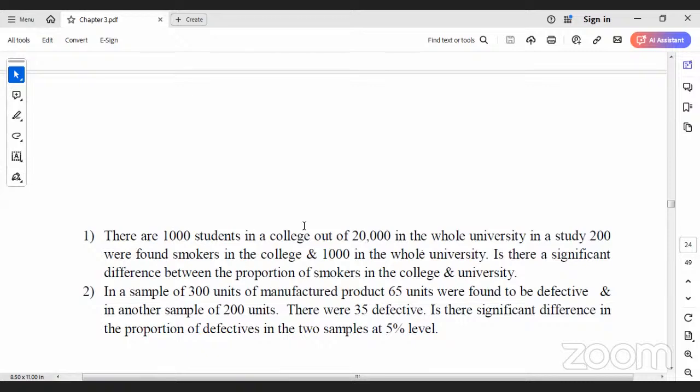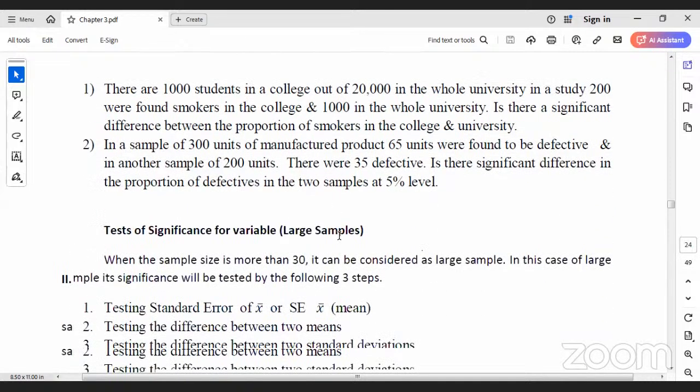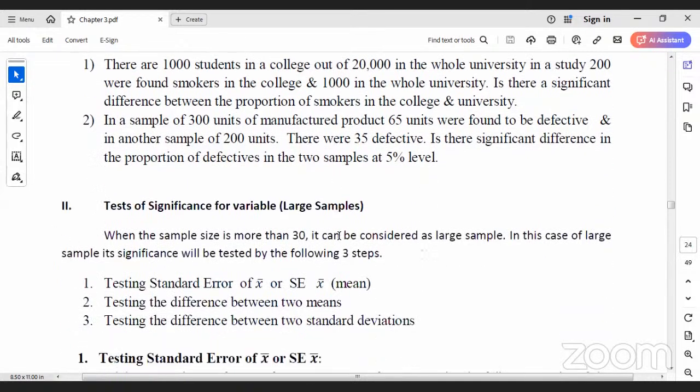Okay. So at this, we completed this chapter. In the next class, we'll start the test of significance for variables, that is large samples. So, number of success, any doubts? Anybody? And difference between proportions, any doubts? And proportion of success, any doubts?